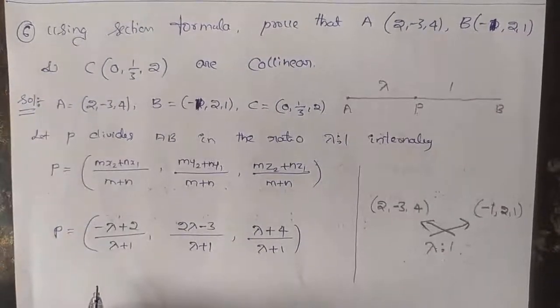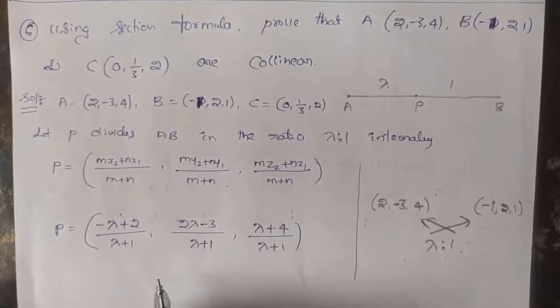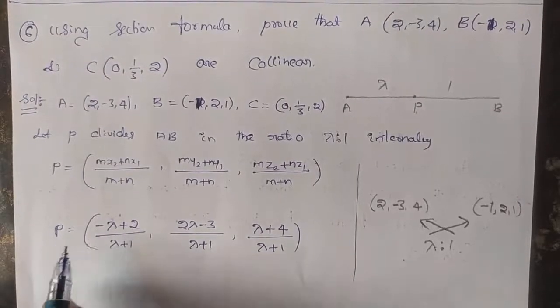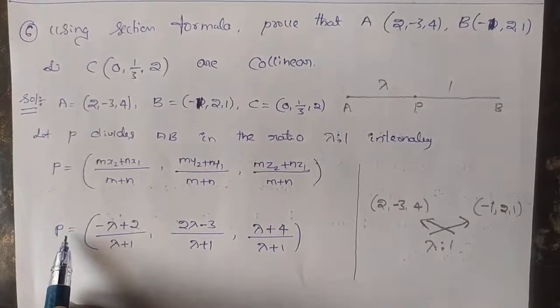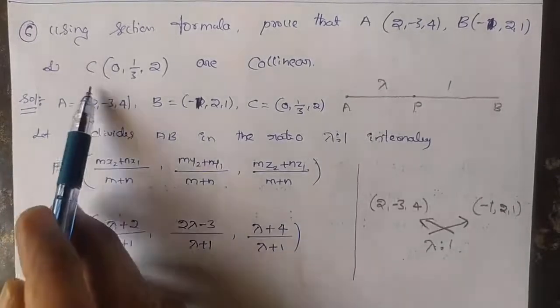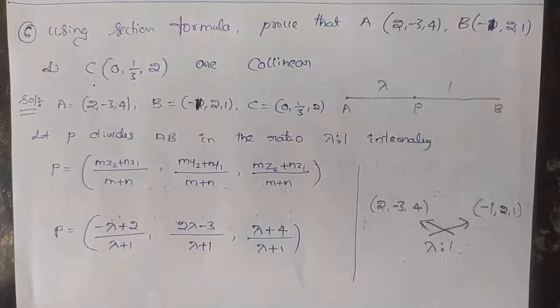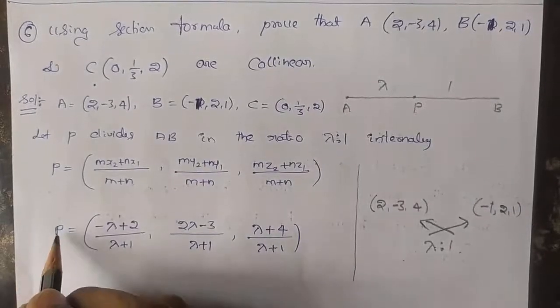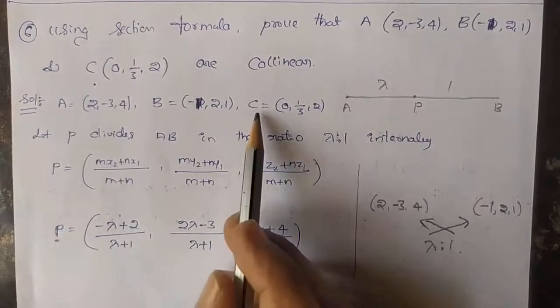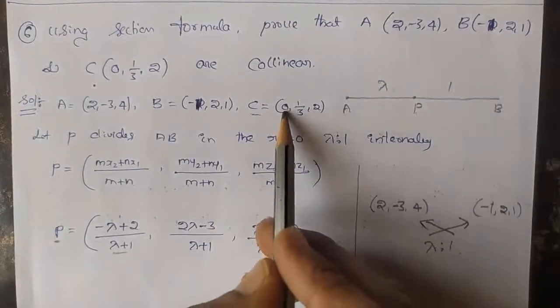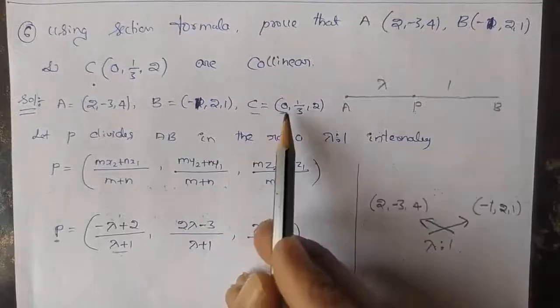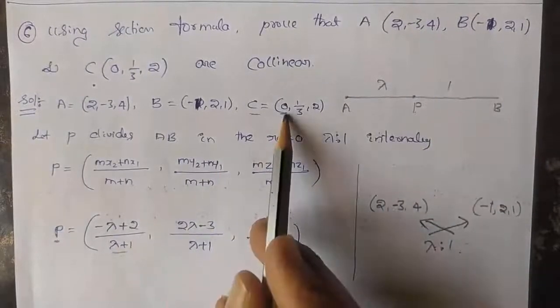Now we need to find the value of lambda. So how to find the value of lambda? We need to compare the point P with the point C. Let us equate the x coordinate. Then we will get the value of lambda.